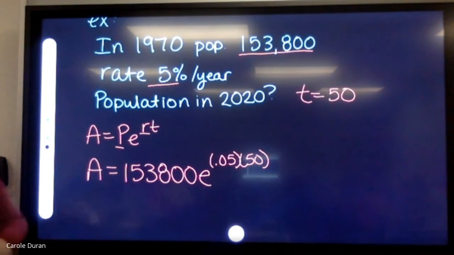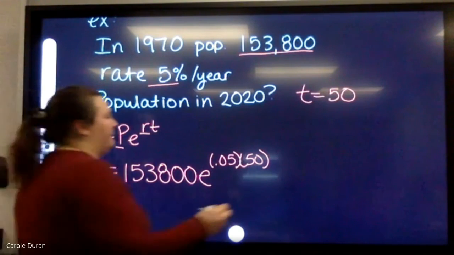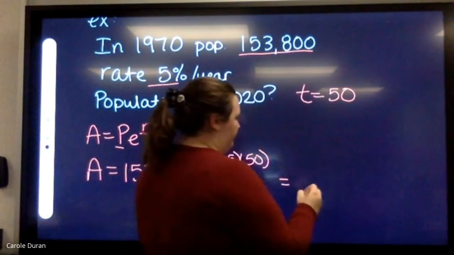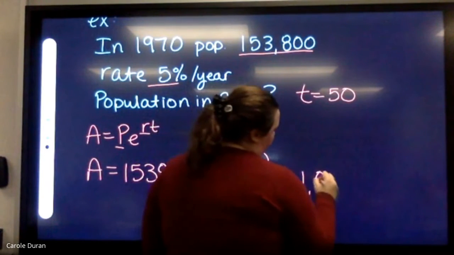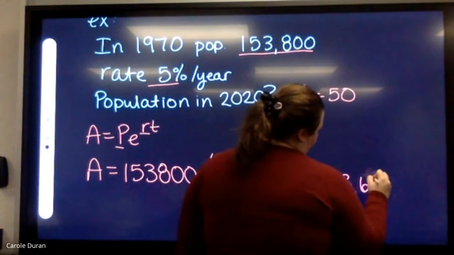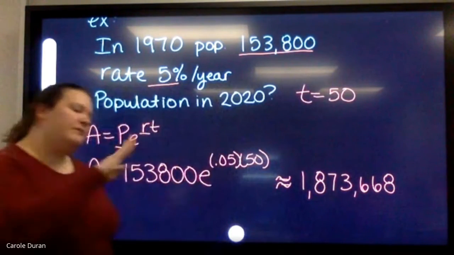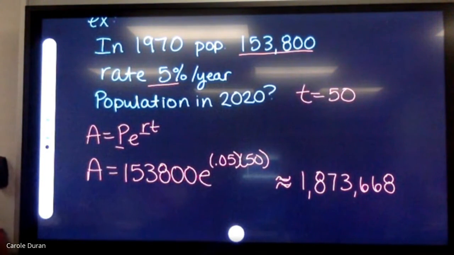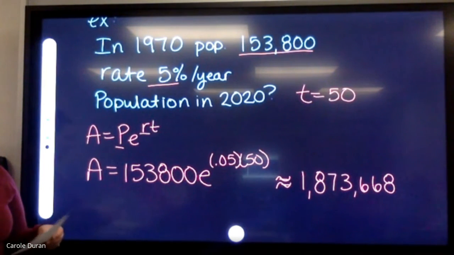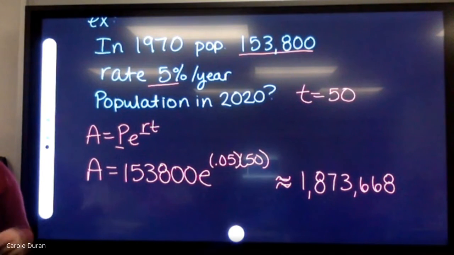So what answer did I get for my population in 2020? 1,873,668. Since I rounded, I do the curved equal sign, which means approximately. So my population is approximately 1,873,668 people. Dang. Okay, we're going to have to add some deaths.